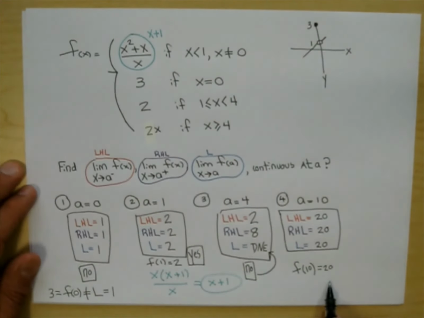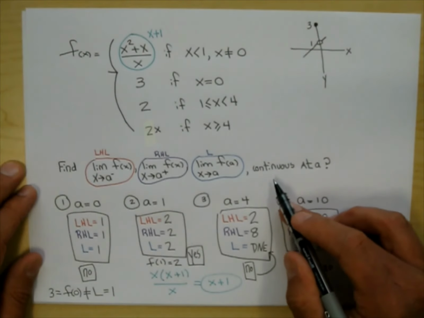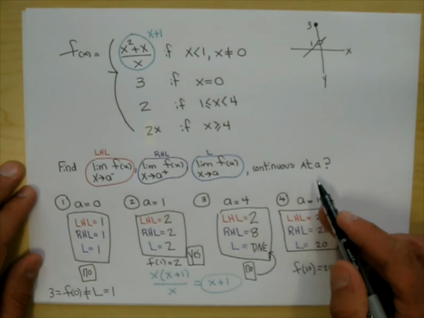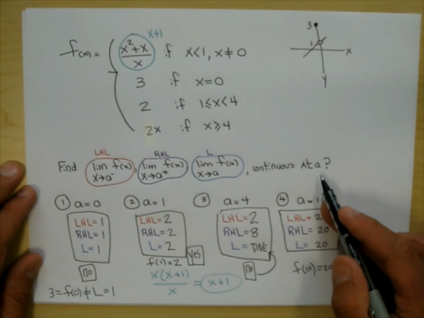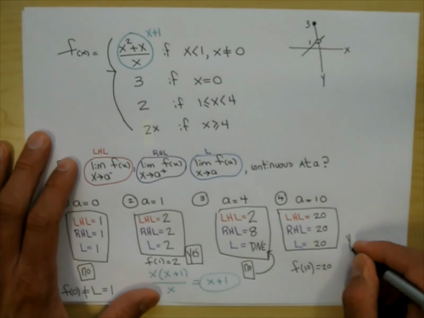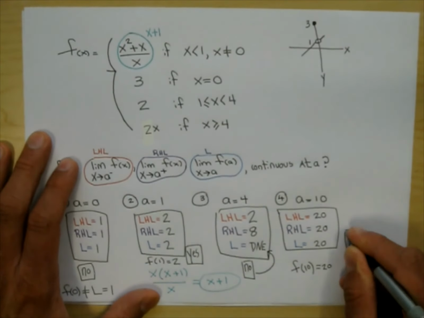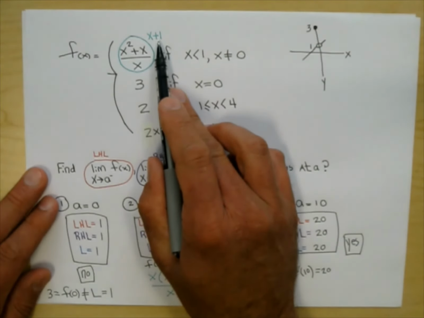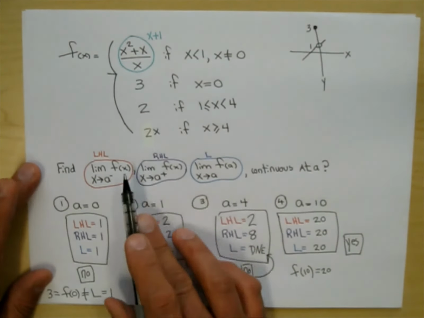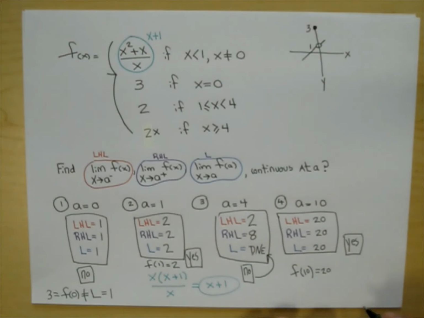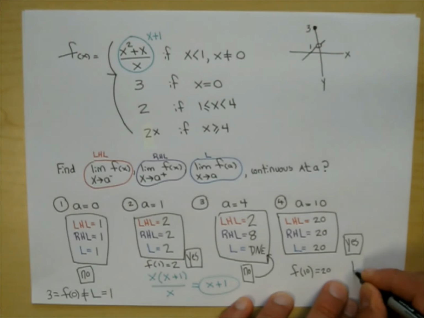Look, f of 10 is 20. So, is the function continuous at a equals 10? And the answer is yes, because the limit equals f of 10. For all you picture people, if you have no problem graphing this, you could have graphed this and answered all these questions using the graph.